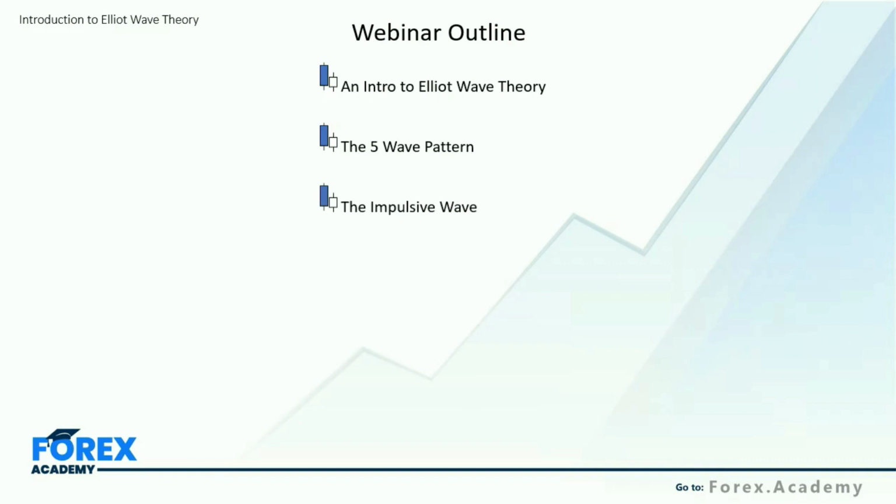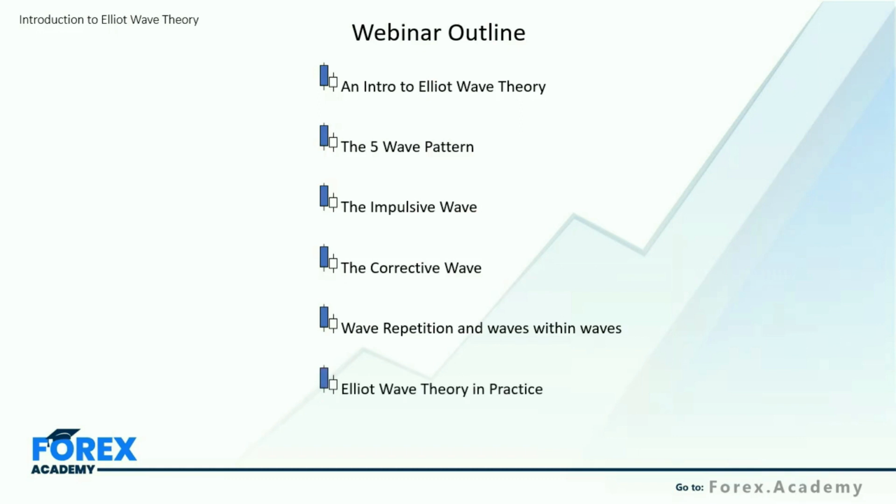Now, within that, there is what's called impulsive waves. We'll have a look at those. We'll have a look at corrective waves, and the fact that these wave patterns do repeat themselves. And of course, there is variances on these waves as well. So you can have a situation where you can have a series of waves even within waves. So all this will become very transparent very shortly.